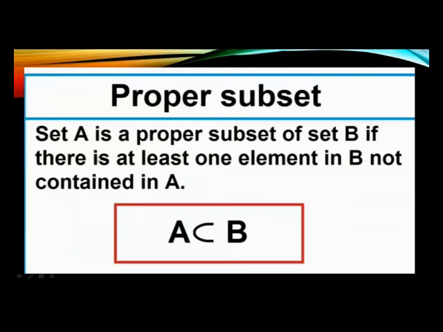Proper subset. Next definition: a set A is a proper subset of set B if there is at least one element in B not contained in A. When we compare the two sets and observe that at least one element is not given in the other set, we say this is a proper subset, and the proper subset is represented by this sign. Keep in mind there is no underline, so it is the proper subset sign.